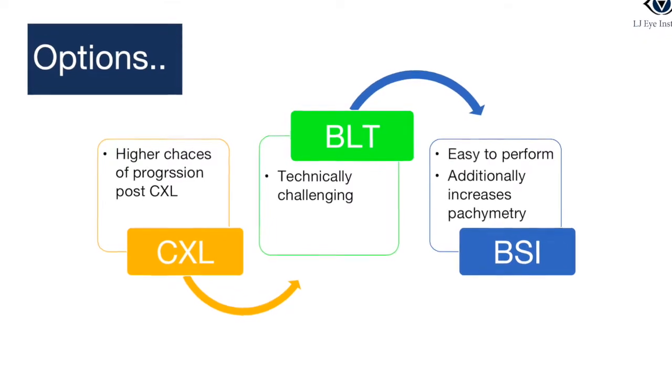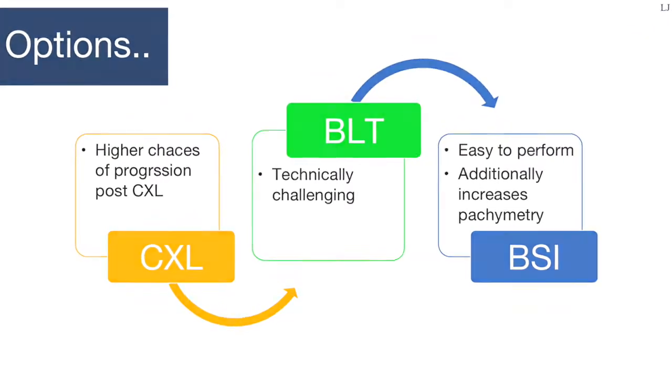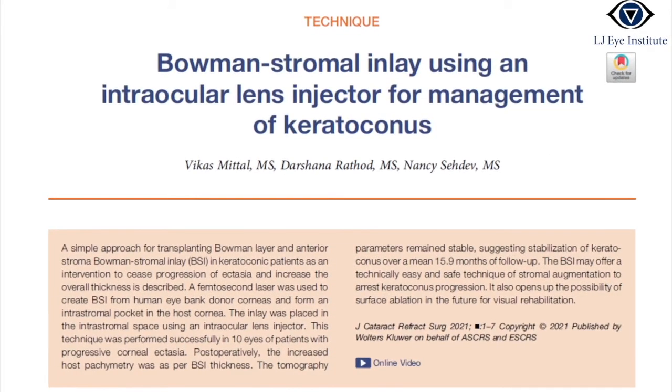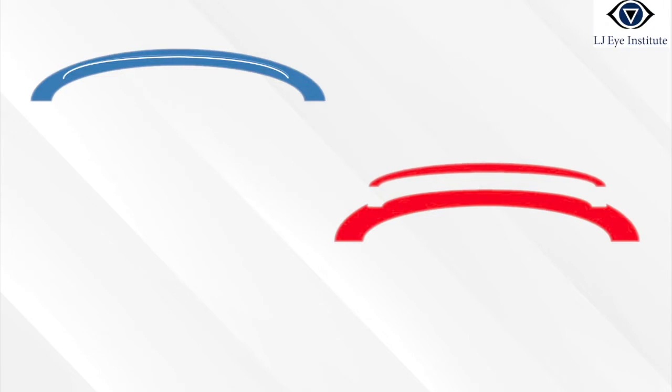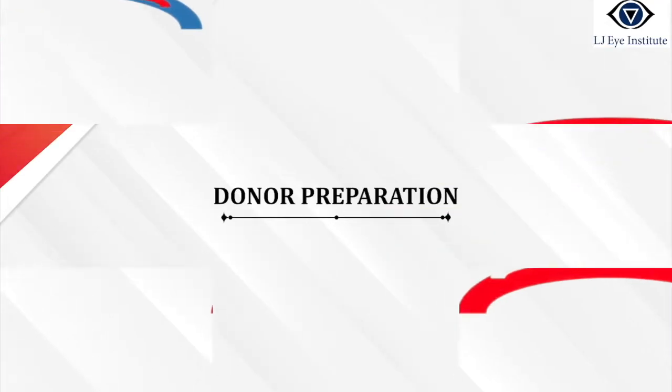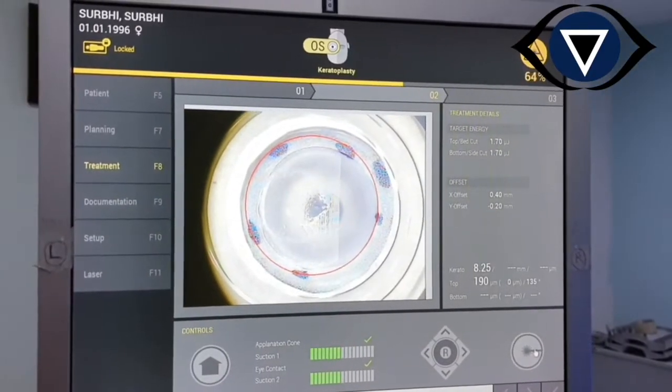The other option is BSI, which is the Bowman-Stromal inlay. We have previously published a technique where the Bowman's layer is injected in the stromal pocket of the recipient along with anterior stroma. The epithelium of the donor cornea is removed, after which the femtosecond laser is fired and an inlay is harvested which includes the Bowman's layer and the anterior stroma of the donor cornea, which is then injected in the stromal pocket which is created in the recipient by the femtosecond laser.